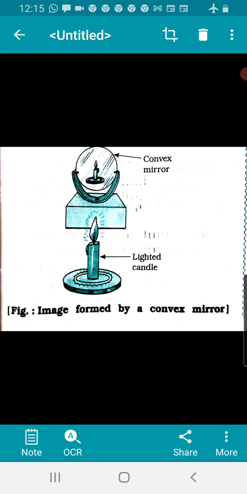Now the image formed by a convex mirror is always erect. In this picture you can see the image is formed behind that screen. Erect, virtual and smaller than the object. When the object moves very close to the convex mirror, the size of the image increases slightly but never becomes equal to or more than the size of the object.